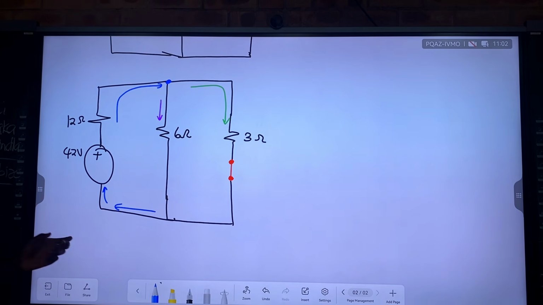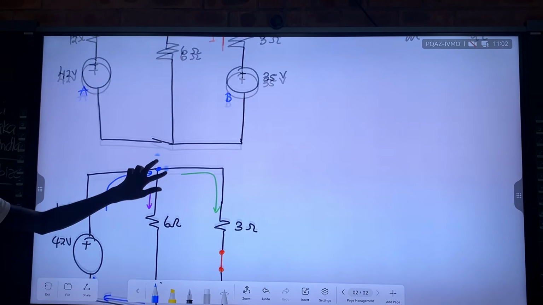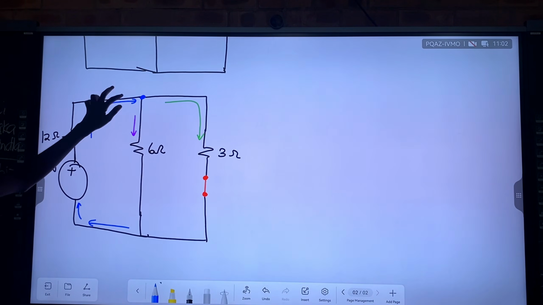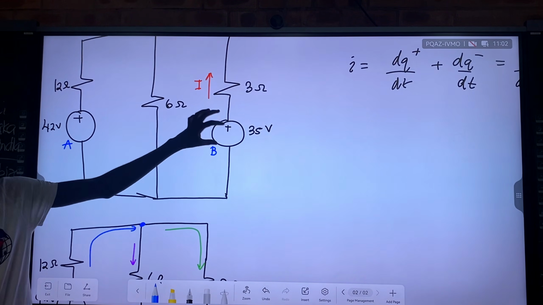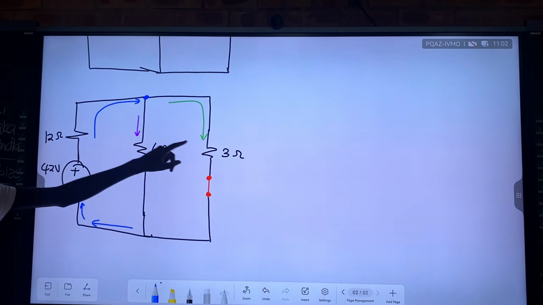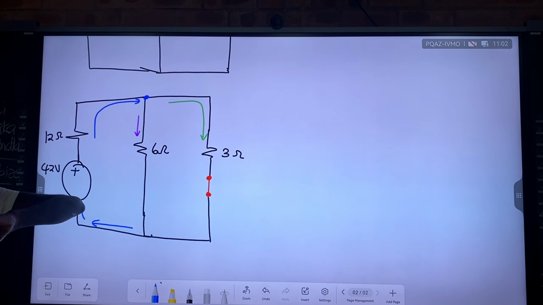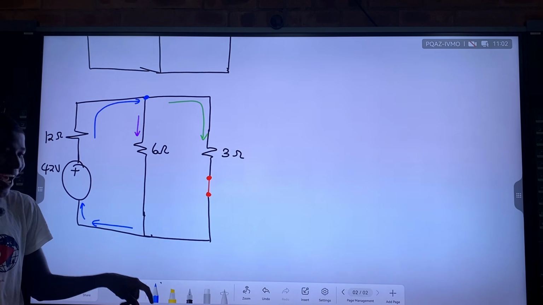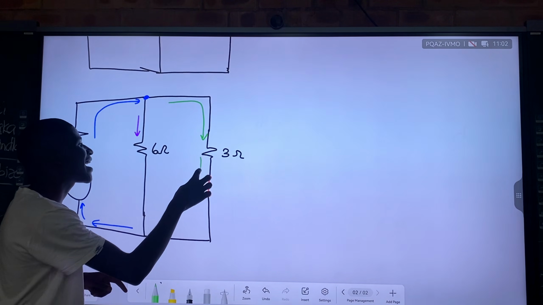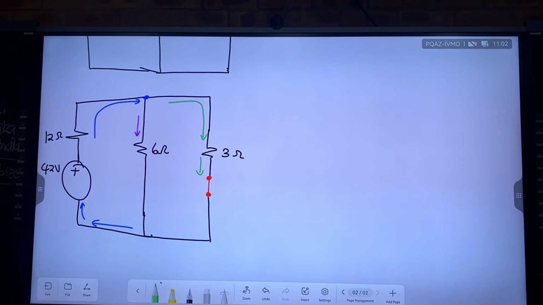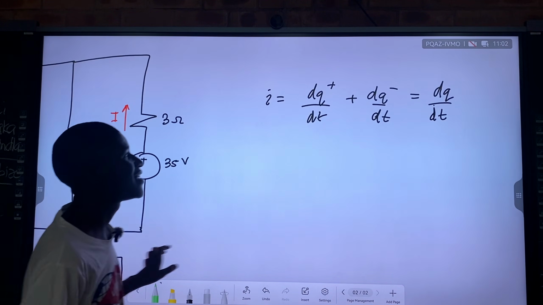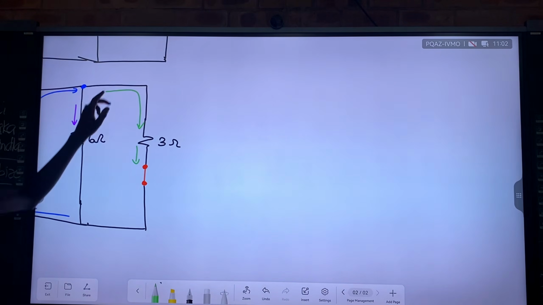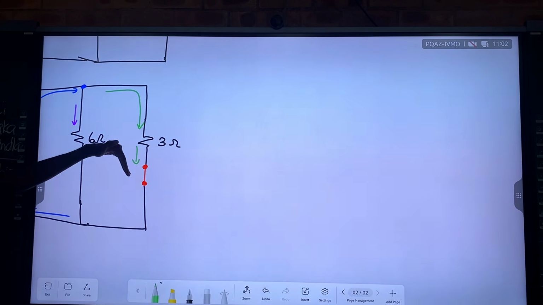Remember, in my equation I want the current through the 3 ohms resistor. So I want to see, if I remove the 35 volts power source, how much current is going through this 3 ohms resistor, and in this case what is the direction of our current? It is downwards. Its direction is very important, because remember these currents are superposed. We add them together so that we get the net current, dq/dt. So we must pay careful attention to the direction, which is downwards.